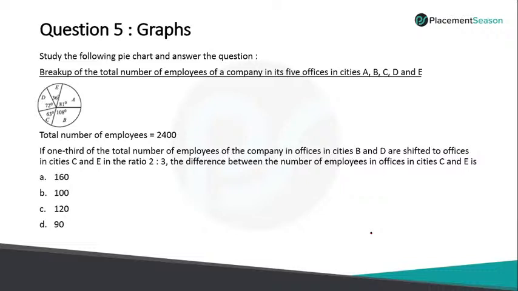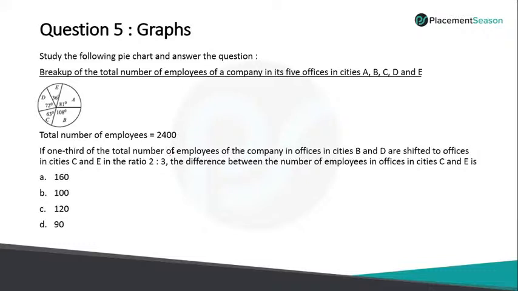Now the question is, 1/3 of the total number of employees of the company's offices in cities B and D are shifted to cities C and E. The ratio is 2:3. Now they're asking the difference between the number of employees in offices, cities C and E. So first we will find what the first sentence says: 1/3 of the total number of employees of the offices in cities B and D. So now we need to find the 1/3 of total.